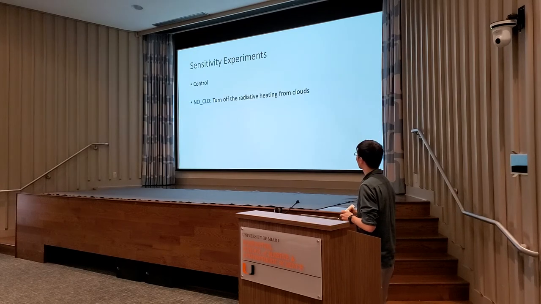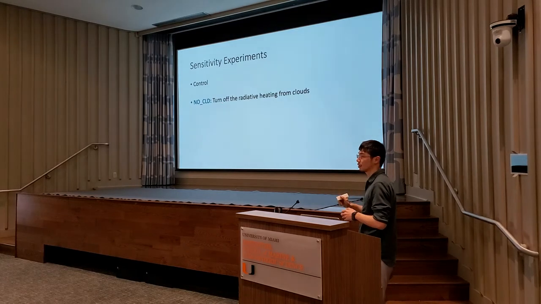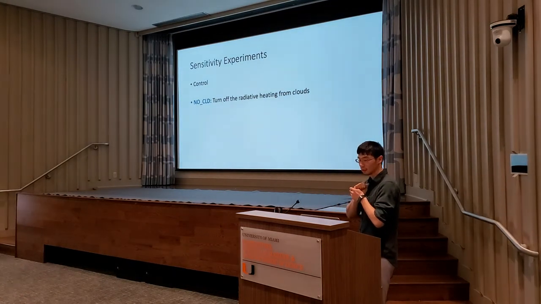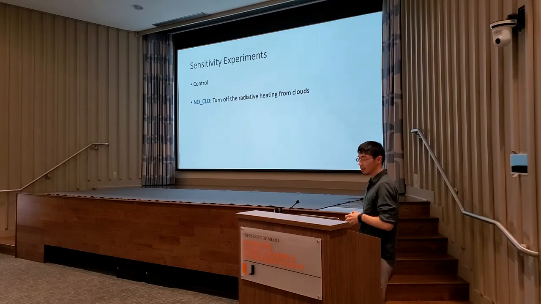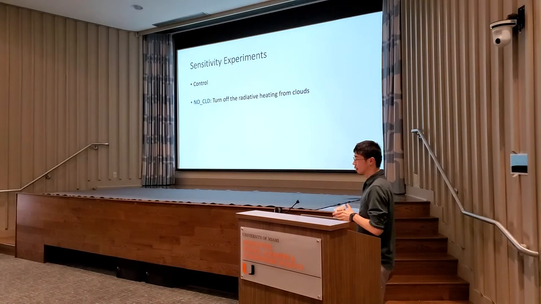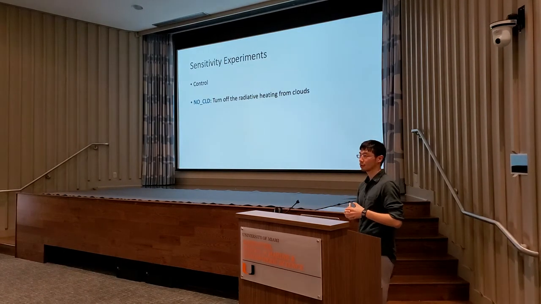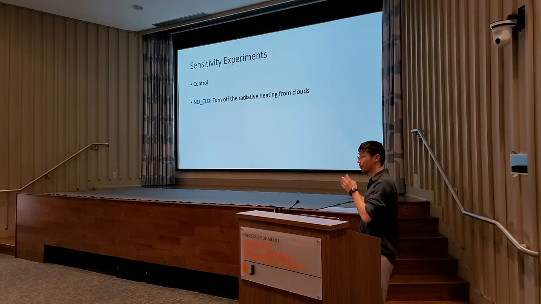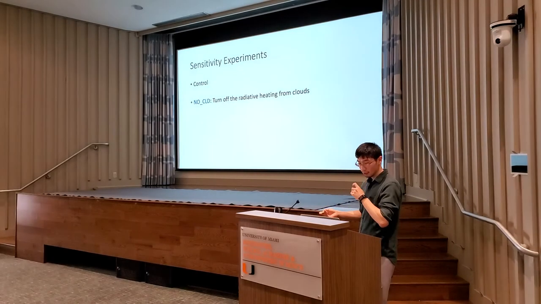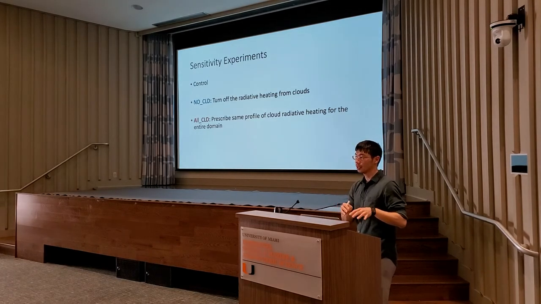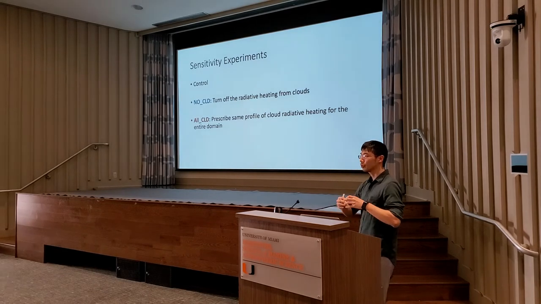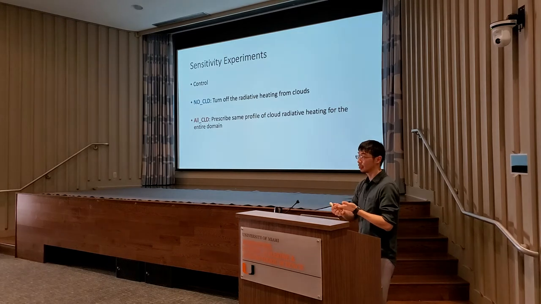So that means for the no cloud simulation, when we take off the radiative heating from clouds, this vortex cannot be strengthened. But someone might argue that because you take some energy away from the simulation, that's why this vortex doesn't develop. So we design another experiment. We add back cloud radiative heating, but we homogenize this cloud radiative heating over the entire domain. So we still have the energy in the simulation. The way we did that is we break the interactions between cloud and radiation.